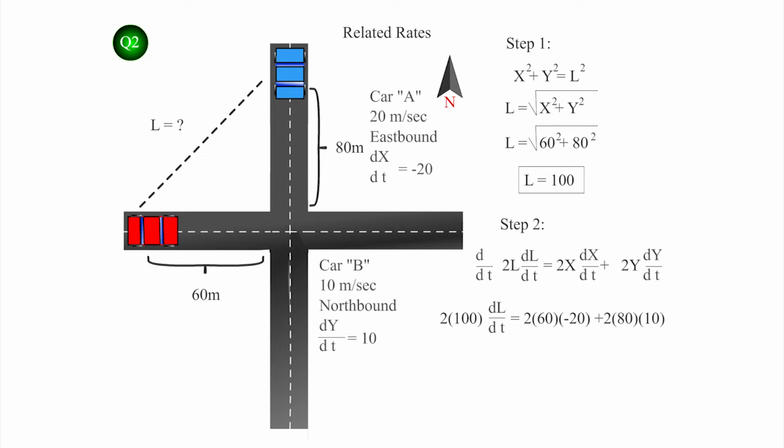From the question, we know that dx over dt equals negative 20 meters per second, and that dy over dt equals 10 meters per second. Plugging these numbers as well as x, y, and L in, we get the value of dL over dt, which is the rate of change of the separation.